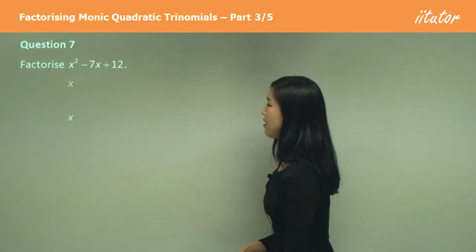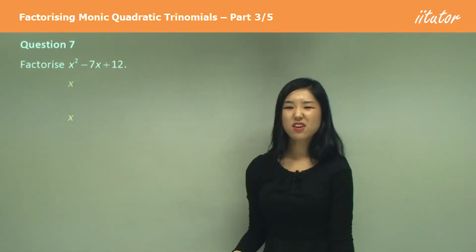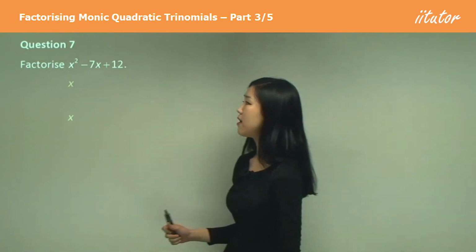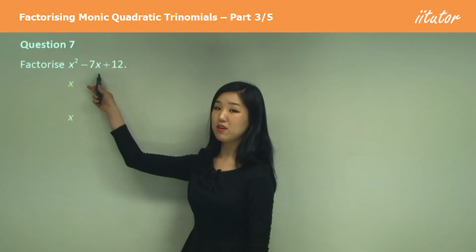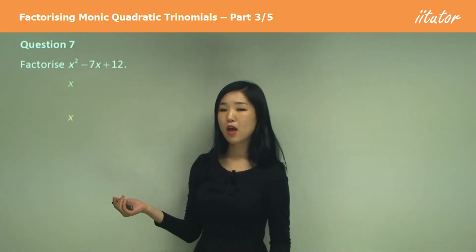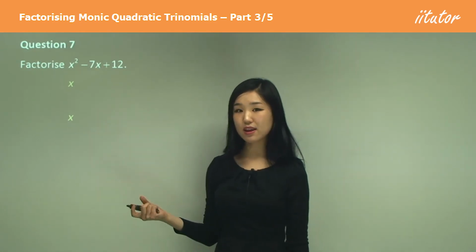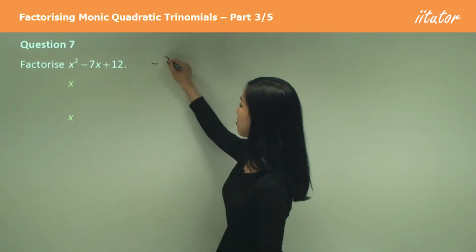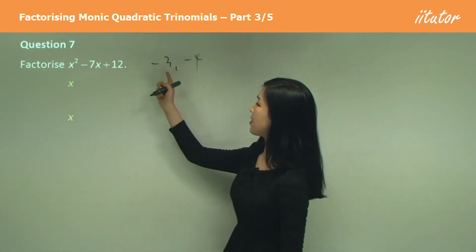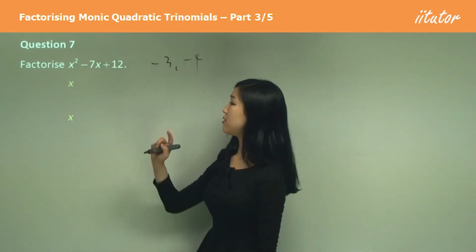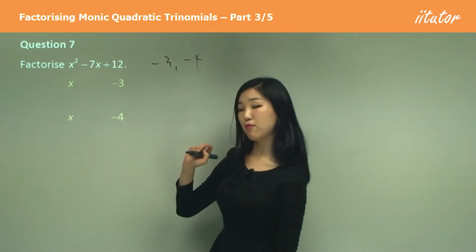Put x's on my left. And 12, guys, what do you think? I won't write down all the factors, but you guys can tell me. What are the factors of 12 that would make negative 7 if I added them? I think, what about 3 and 4? Well, I'm going to have negative 3 and negative 4. Yeah, negative 3 and negative 4, because I know that negative 3 times negative 4 is positive 12. So I'll put negative 3 here and negative 4 there.